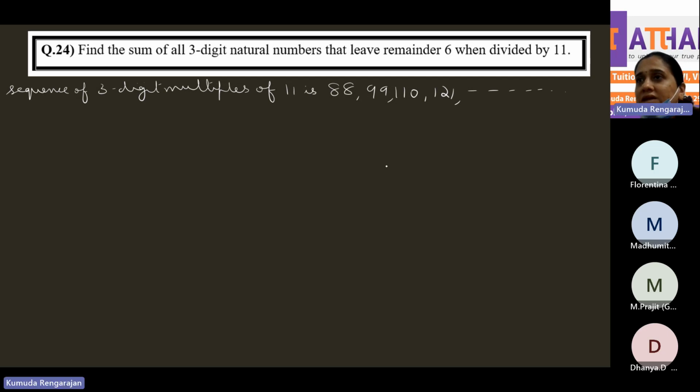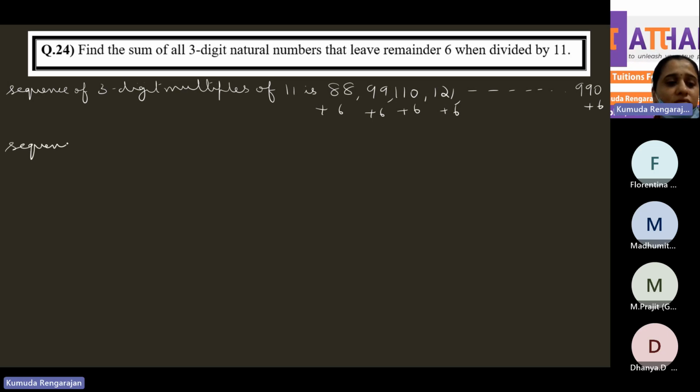So 990, we just found, no? 990. All right. Now, the question is not to take the sequence of the three-digit multiples of 11. You should find the sequence of three-digit numbers which, when divided by 11, leave remainder 6. Take three-digit numbers, divide them by 11, remainder should be 6. Such numbers you must take. So for that, you should add 6 to this. Add 6, add 6. Add the remainder.